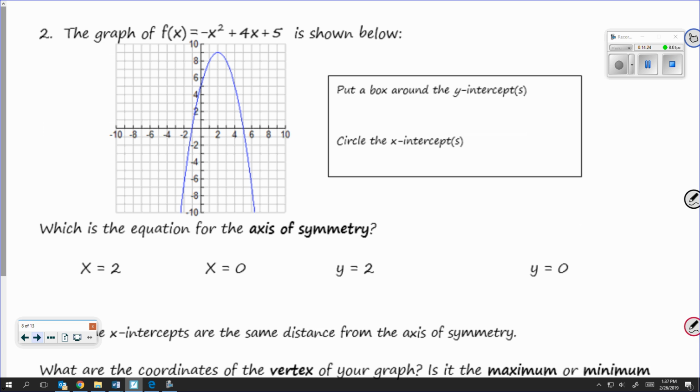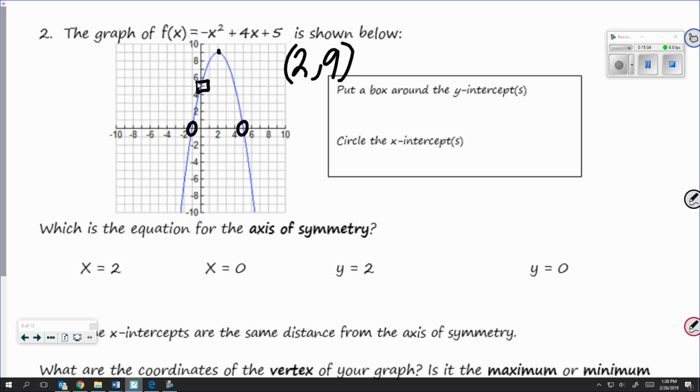Here, it's telling us to put a box around the y-intercept. We know the y-intercept is where it touches the y-axis. It's telling us to put a circle around the x-intercepts, where it's touching the x-axis. Before we move to this question, what is the point where it is changing direction? Right here, right? It changes direction; that's the highest it can go. It has to change direction to go back down. What point is this? My x value is 2, my y value is 9.